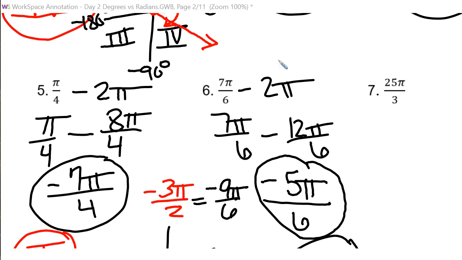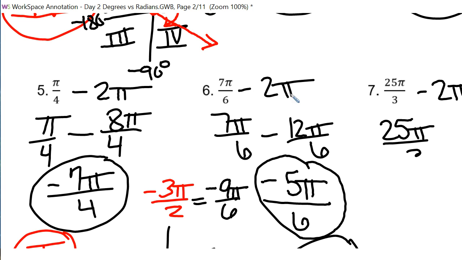And number 7, subtract 2 pi. So this would be 25 pi over 3, minus, instead of 2 pi, that would be 6 pi over 3. Does that give me a negative? No. 25 minus 6 would give us 19 pi over 3.